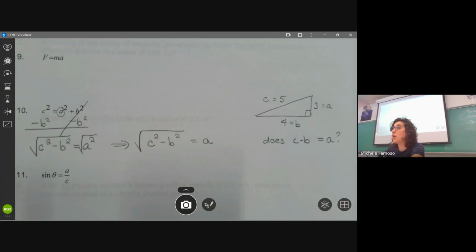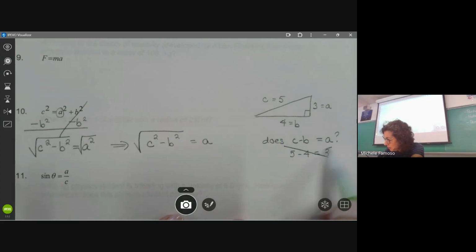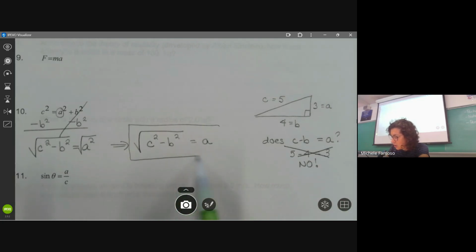Well, let's plug in the numbers and see if that works. c is 5, b is 4, a is 3. Does that equal? No. So this is the final answer to the equation. Again, we don't have one perfect square under there, so we cannot eliminate the squares with the radical, okay?